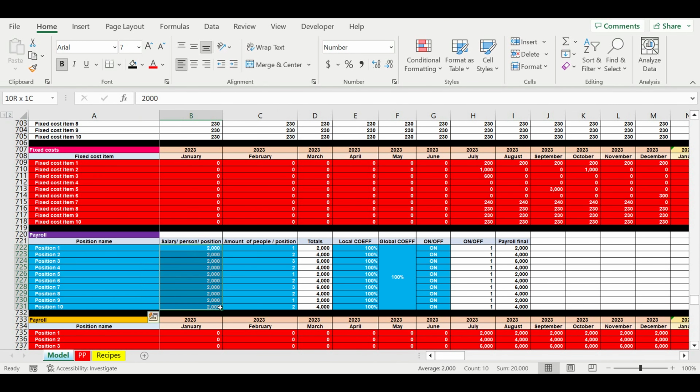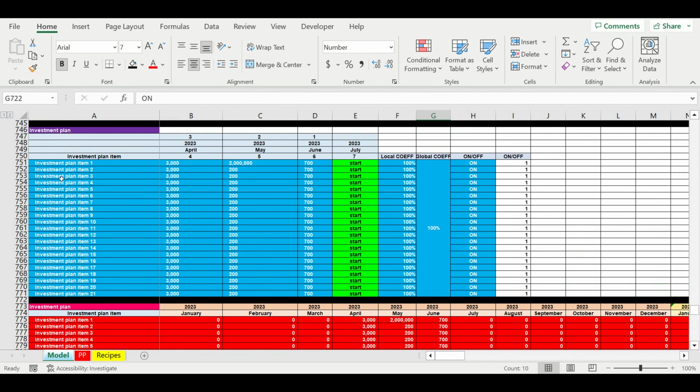Then we are moving to the investment plan. Here we place what we are investing in. This is the moment when we start operating activity. This is the timeline. These are 3 months before we start operating activity, so this is the investment stage. Inside this period, we are specifying how much we are investing in this or that investment plan item. We have global and local coefficients for these inputs, plus on and off buttons to switch this or that item on and off from calculations.